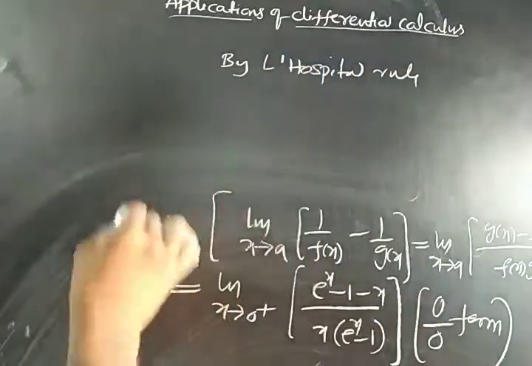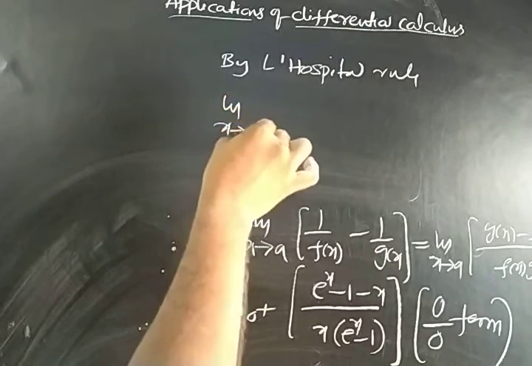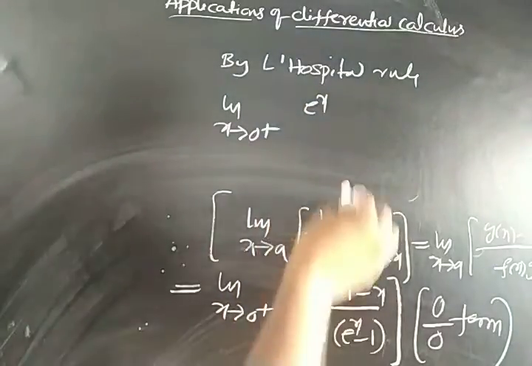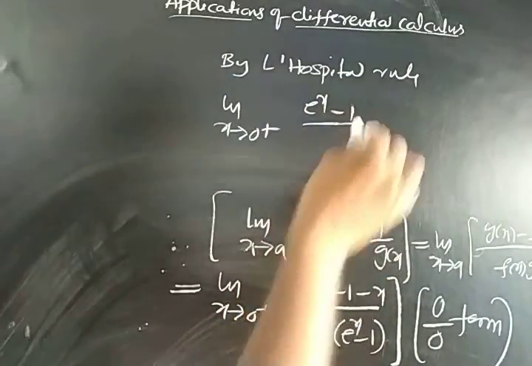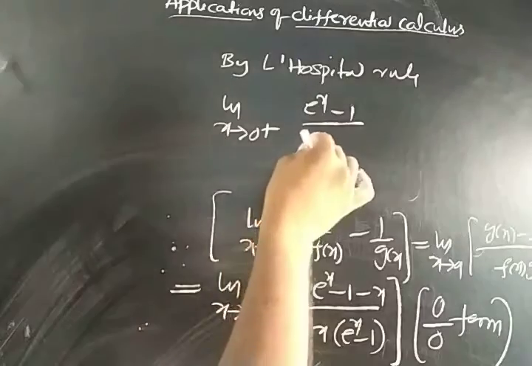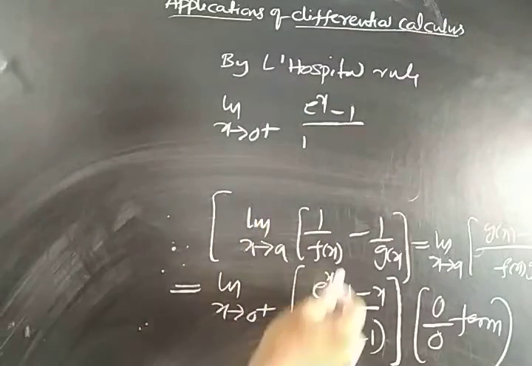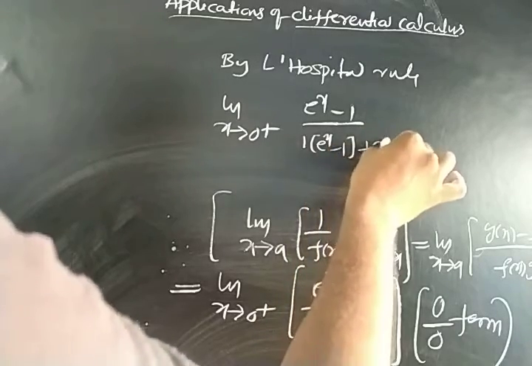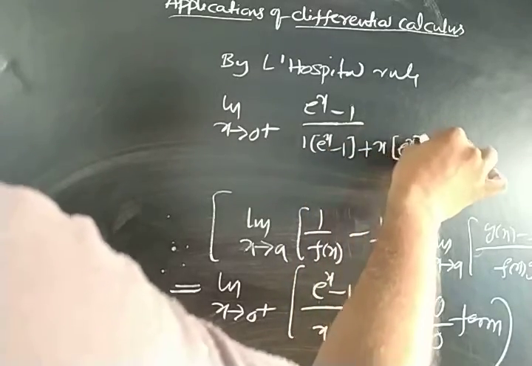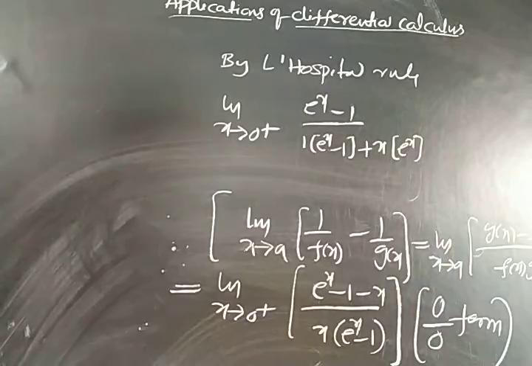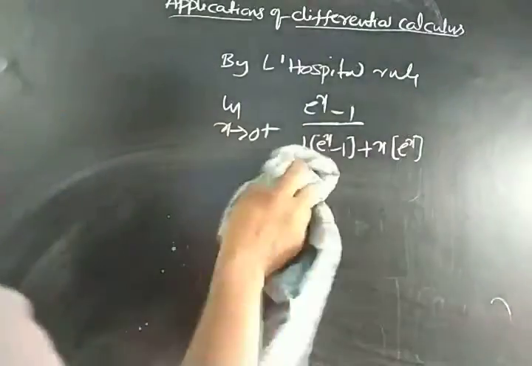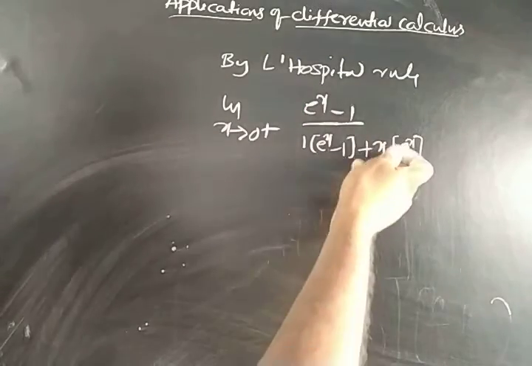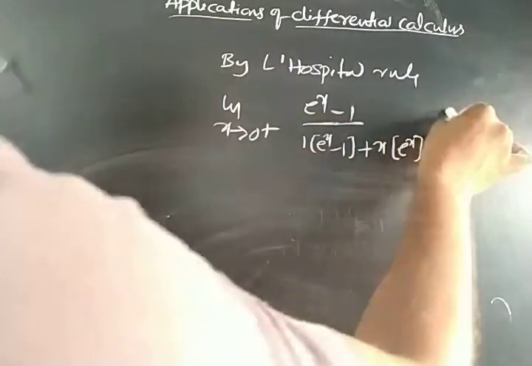By L'Hospital rule, limit x tends to 0 plus, e power x derivative e power x, 1 derivative 0, again x derivative minus 1. In the denominator, by u into v method, I am differentiating the x function 1 into e power x minus 1, plus leaving x, e power x derivative e power x. Now substitute 0, 1 minus 1 0, here 0, so 0 by 0 form again.